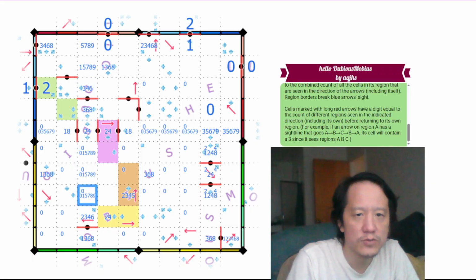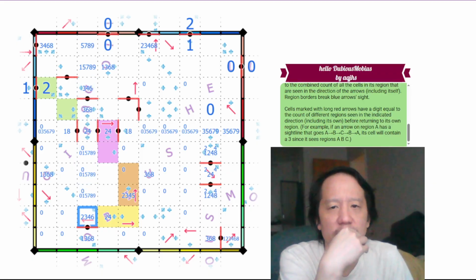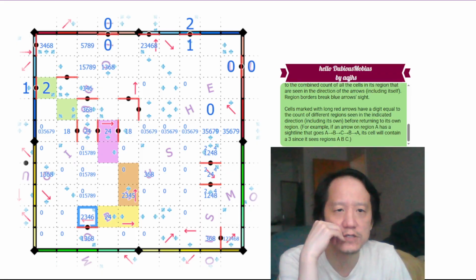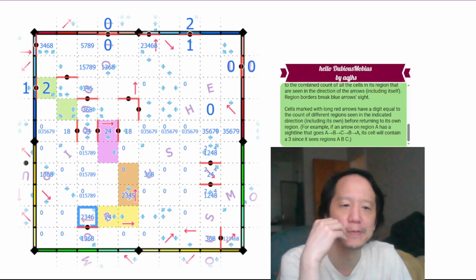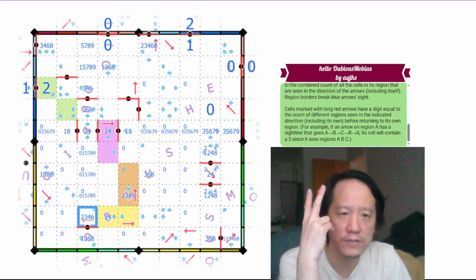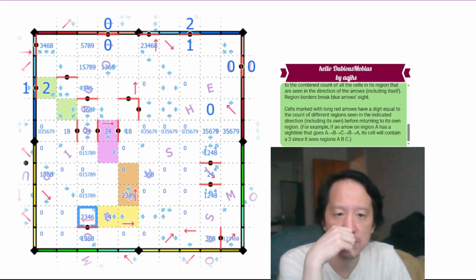Hello, DubiousMobius. So every letter in the title is in the grid once. So H obviously is its own digit. E is its own digit. L is seen twice, and we know it's 0. D is its own digit. U is seen 3 times. B is seen twice. I is seen twice.